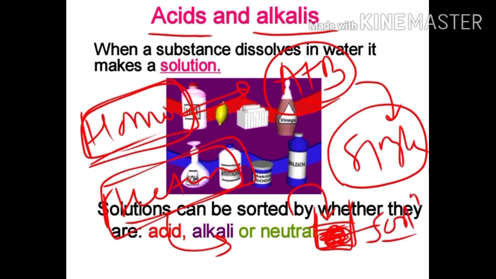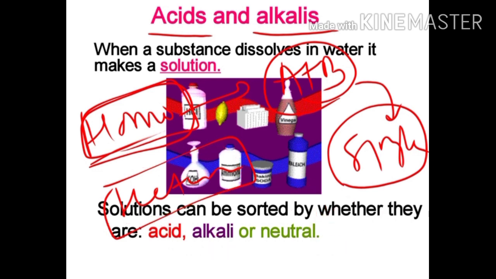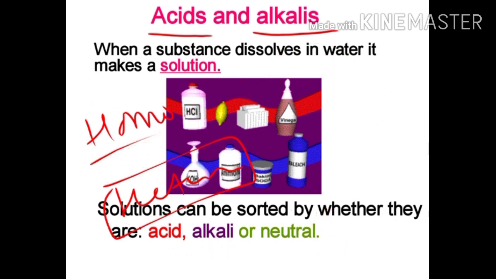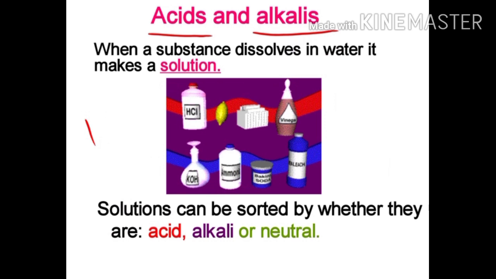So what do we mean by solution? Solution is a homogeneous mixture. It contains a single phase. Is that clear? After that, the heterogeneous is a mixture. So under this acid and base concept, we are going to see the terminology.